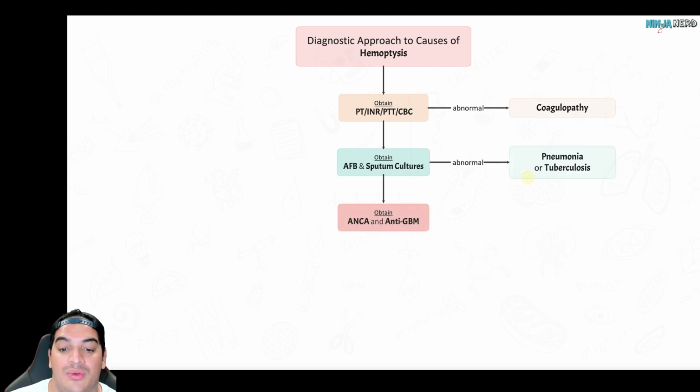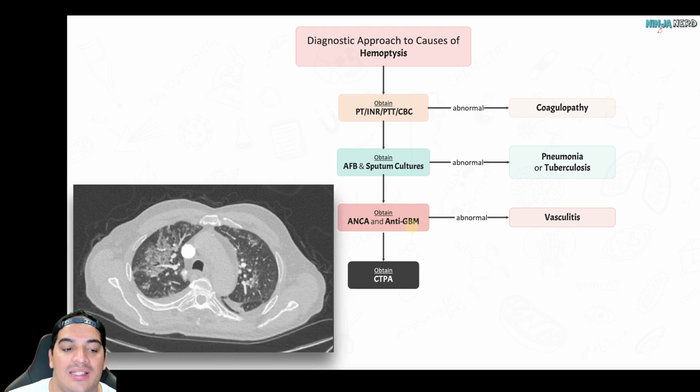And then the next thing I would do is obtain an ANCA and an anti-GBM antibody, because this will tell me if this is going to be GPA, right? Especially if it's the C-ANCA, or if it's EGPA and MPA, if it's the P-ANCAs, and an anti-GBM for Goodpasture syndrome, okay? And lastly, I would also consider obtaining a CT pulmonary angiogram.